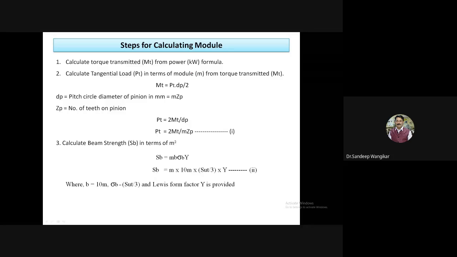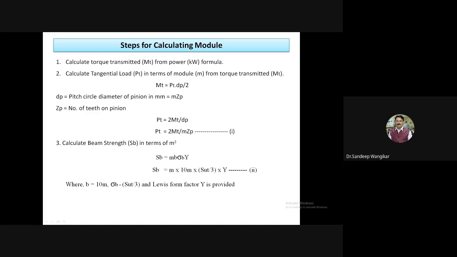different cases. If all the things are given, then how to calculate. If module is given, then how to calculate the power transmitting capacity, kW, beam strength, wear strength, effective load, based on all these things we will calculate. So there are these two different aspects. Module is given, all other things are asked to calculate, or additional data is required, whatever required is given, and we have to calculate module. So these are two different aspects of designing these particular gears.